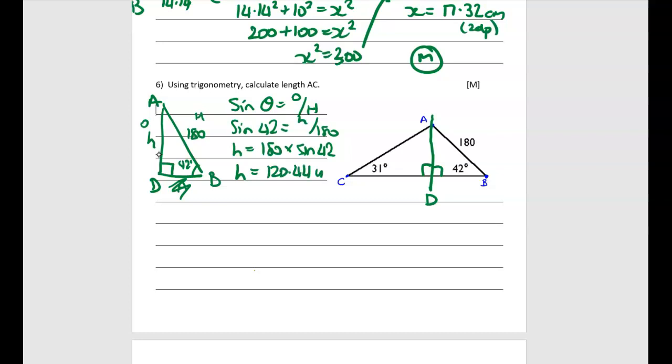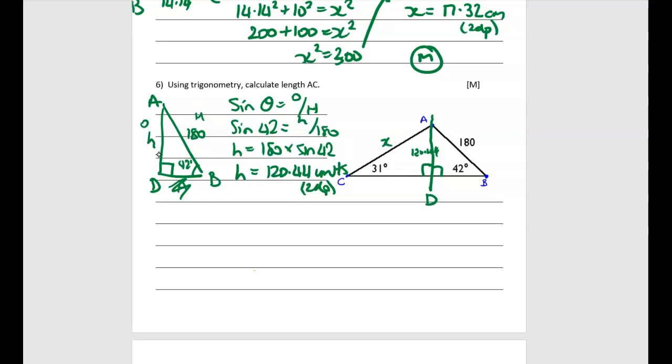120.44. I'm going to write U for units. Oh, actually, I'll write it out full. And then there I was rounded to 2 dp. So that's our first side. Now that we've done this, we know that this height here is 120.44. We can go ahead and use that to calculate this side AC, which I'm going to call X.